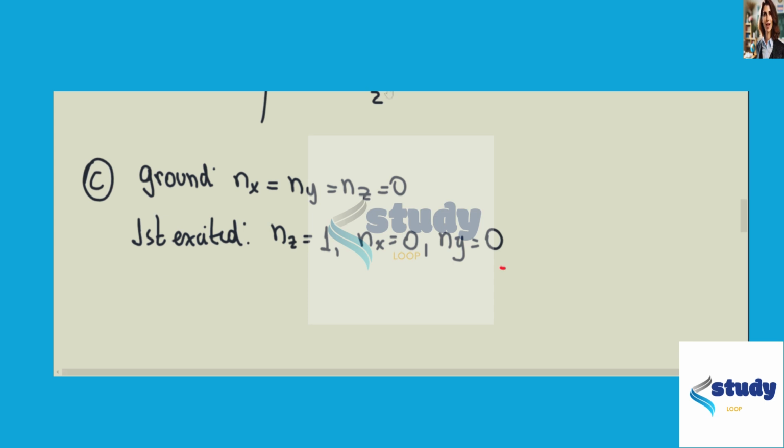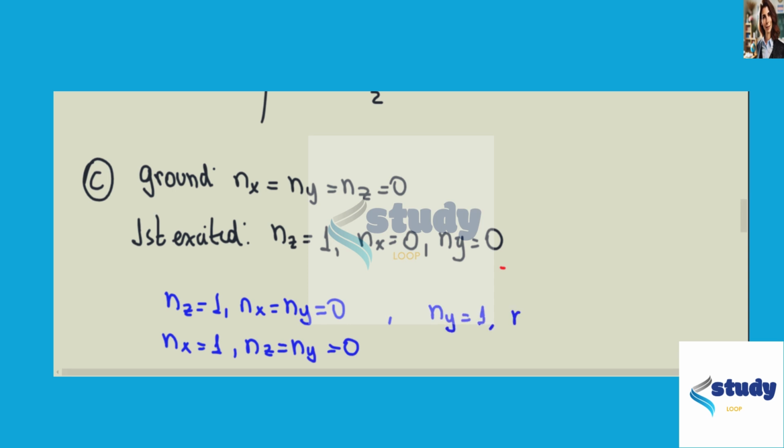Okay, this is different from the previous problem, since the first excited state is non-degenerate. Before, we had three possible states that had the same energy, the energy of the first excited state. So before we had nz equals 1, nx and ny equals 0, but we also had the possibility that nx equals 1 and nz and ny equal 0, or ny equals 1 and nz and nx equal 0.